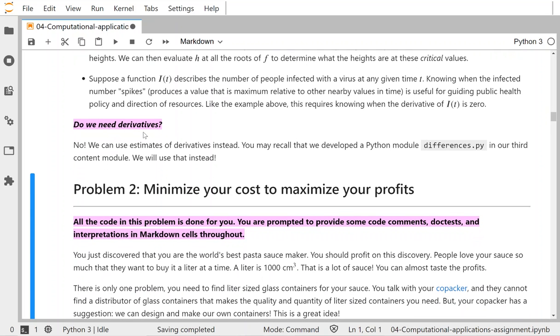Now, do we need derivatives and know how to calculate them by hand, or really how to do it with calculus is what I mean? The answer is no. We can use estimates of derivatives instead. You may recall that we developed the Python module differences.py in our third content module for the course. We will use that instead.